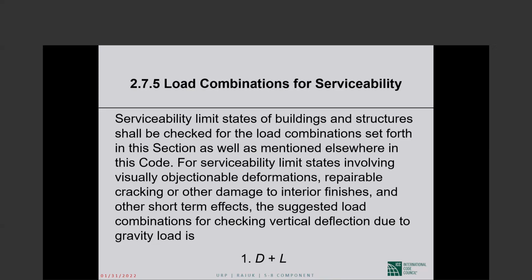So for serviceability limit states involving visually objectionable deformations, repairable cracking, or other damage to interior finishes, and other short-term effects, the emphasis is on short-term. The suggested load combination for checking vertical deflection, this is for checking vertical deflection only, due to gravity load is just the service level dead load plus the service level live load.